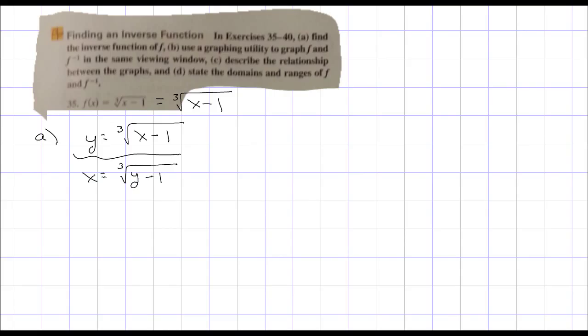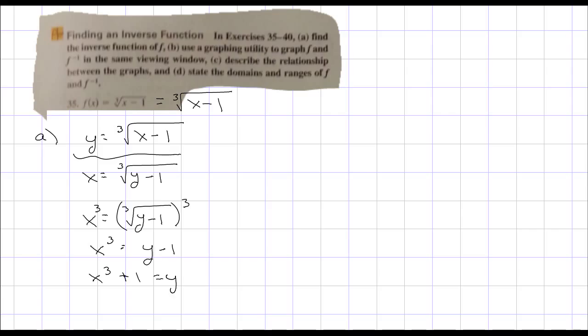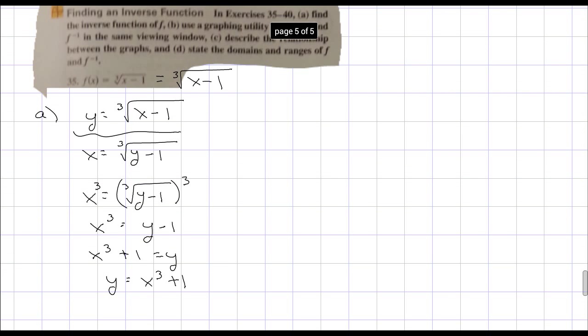Now, because it's a cube root, not a square root, I'm going to cube both sides, which is to say raise both sides to a power of 3. So x cubed will be equal to y minus 1. Add the 1 to the other side. And again, I like my y on the other side. So that would mean that the inverse function, using inverse notation, would be f inverse of x equal to x cubed plus 1. So that's part A.